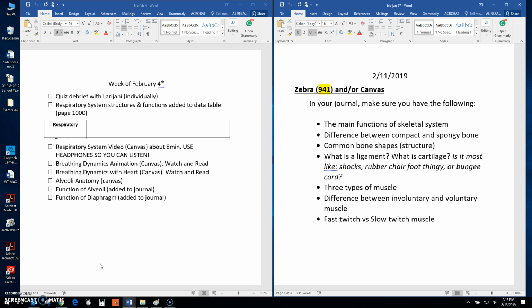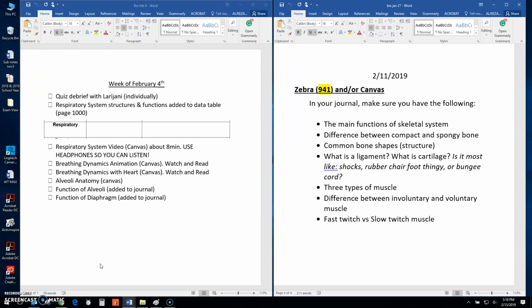To start off the class, we're going to spend about 20-25 minutes getting our last chance to do any final touch-ups to our posters or to anything that we need in our journal. So remember, skeletal system, muscular system, respiratory system that we've been working on this week and part of last week.